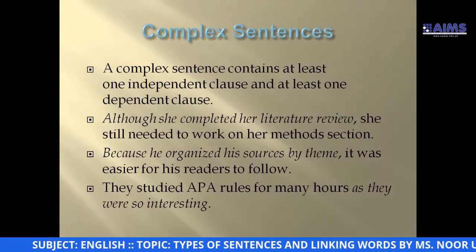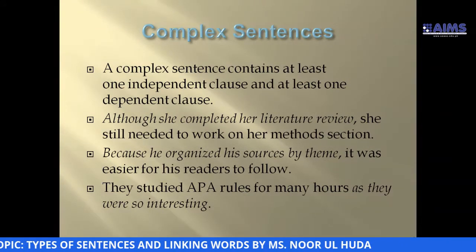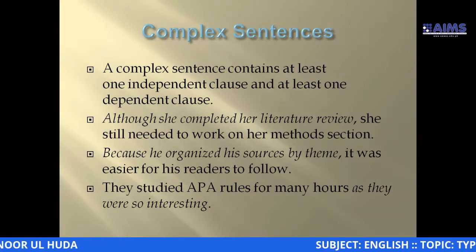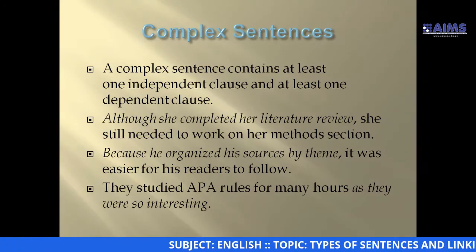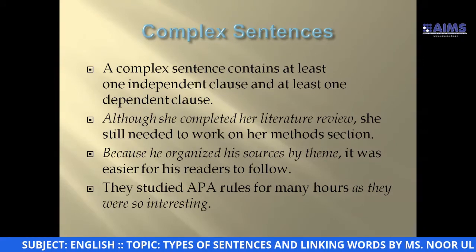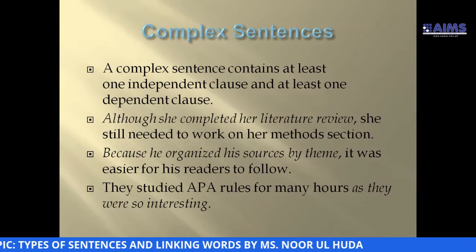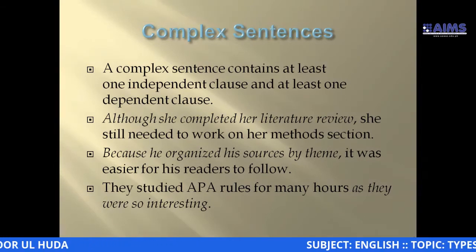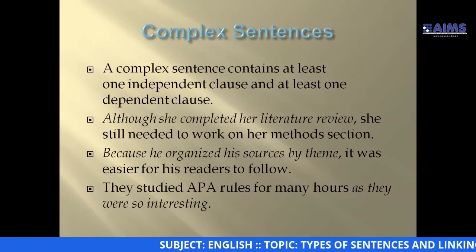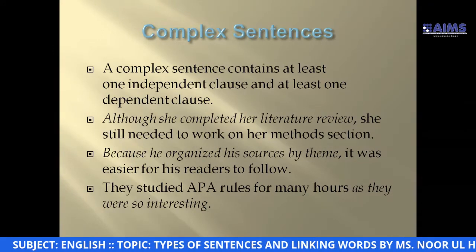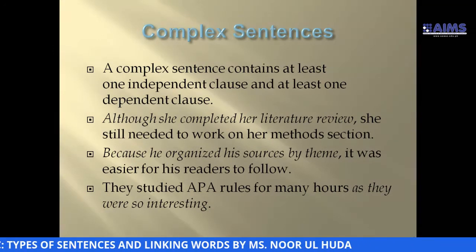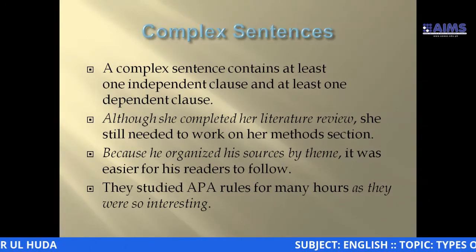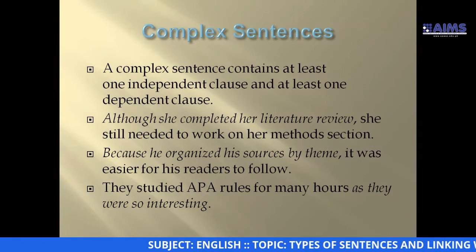Okay, now the complex sentences. What are complex sentences? Complex means complex, which is very complex. A complex sentence contains at least one independent clause and at least one dependent clause. If a sentence has more than two independent clauses, or more than one dependent clause, it could also be called a complex sentence. So a complex sentence means one should be dependent and one must be independent.